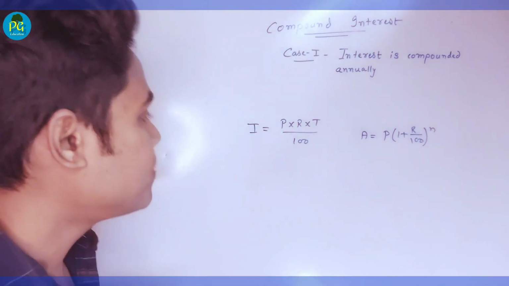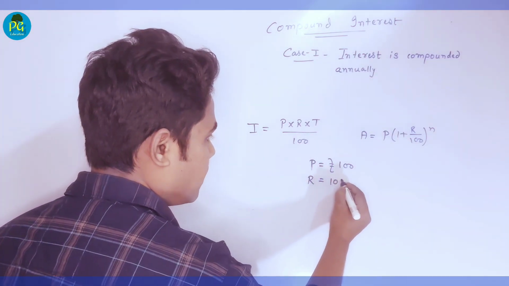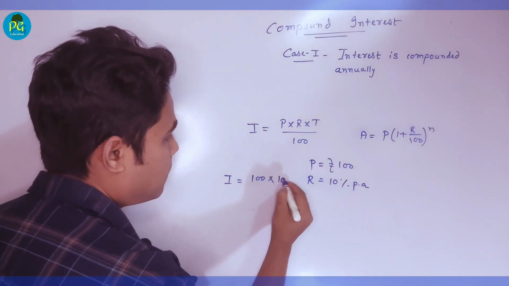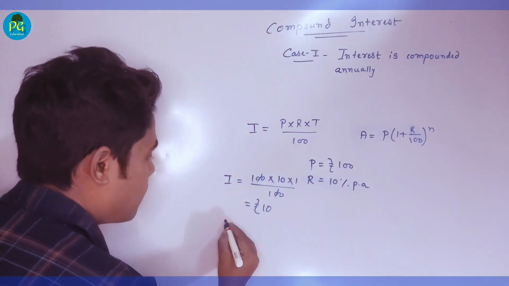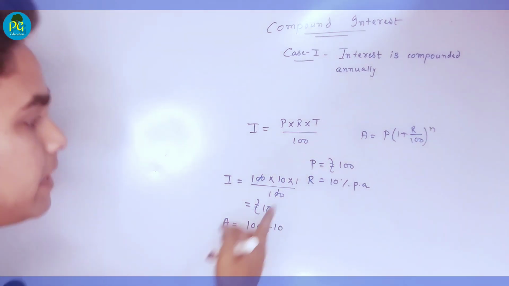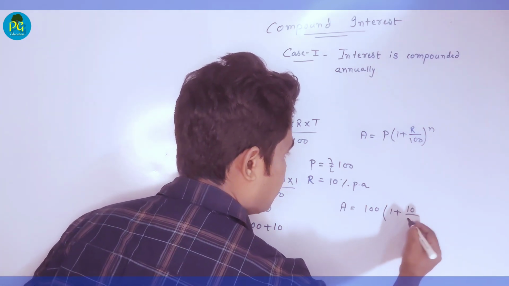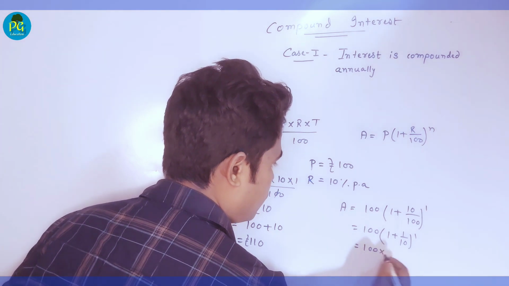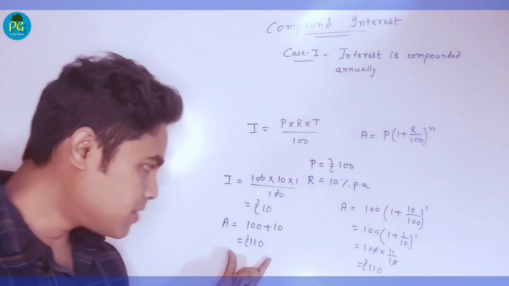Suppose somebody has taken a loan of rupees 100 from a bank and he needs to pay an interest at the rate of 10%. So in case of simple interest, it will be I equal to 100 into R means 10, T means 1 after 1 year. After 1 year, he will pay amount A equal to 100 plus 10 equal to 110. In case of compound interest, amount equal to 100 into (1 plus 10 by 100), n means 1, 1 plus 1 by 10, so this is 100 into 11 by 10, so it is also 110. So for 1 year, there is no difference between simple interest and compound interest.